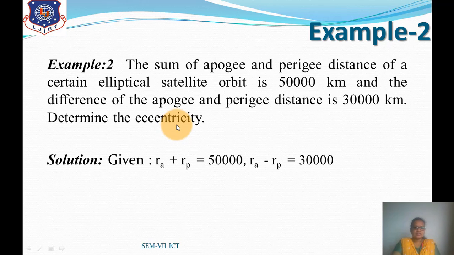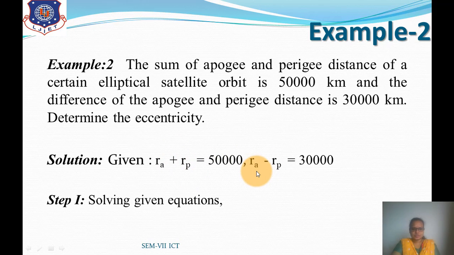In the solution, first the sum of the apogee and perigee distances, Ra plus Rp, is equal to 50,000, and the difference of the apogee and perigee distances, Ra minus Rp, is 30,000. We need to find the eccentricity. So first we will solve both equations. Solving the given equations, Rp will get cancelled.